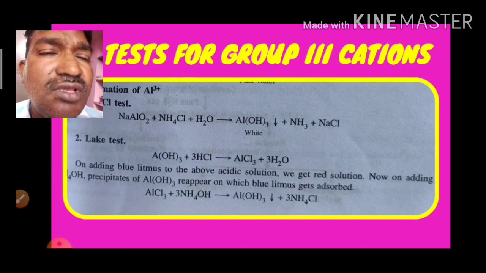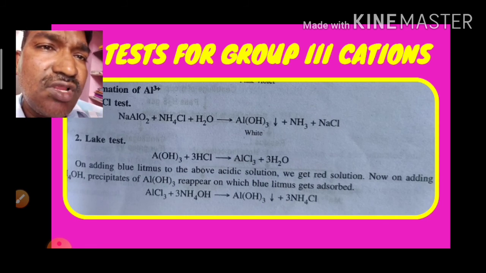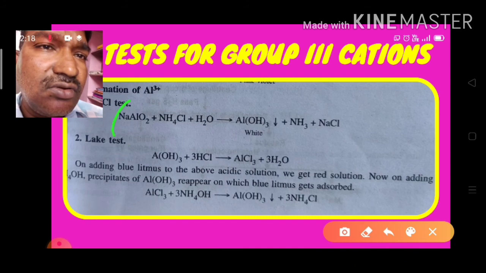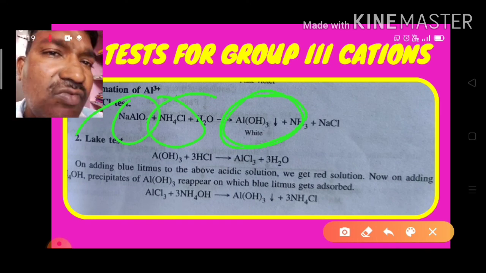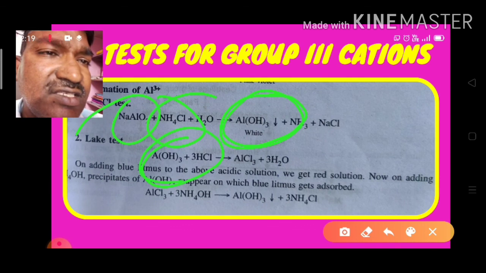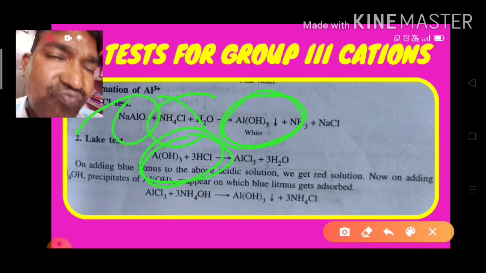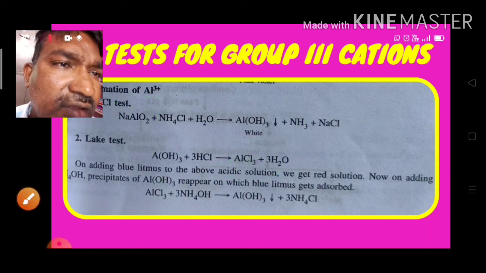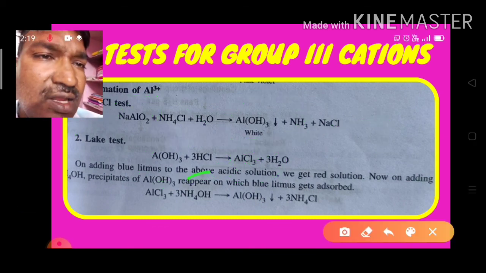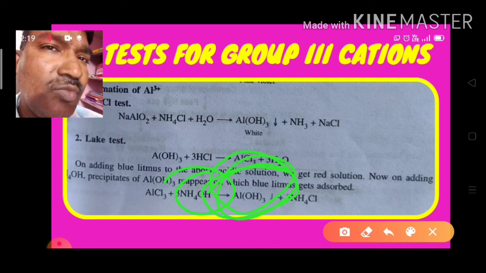Next we move on to the confirmation test for the Al+3 ions. To the sodium meta-aluminate solution we add ammonium chloride, and here we get the aluminium hydroxide white color precipitate. One more test is the Lake test, which is very similar to this. Here that white precipitate is dissolved by adding HCl, so it changes into aluminum chloride, and if you add ammonium hydroxide solution to that aluminum chloride solution, then we get the white gelatinous precipitate again. That is nothing but aluminum hydroxide.